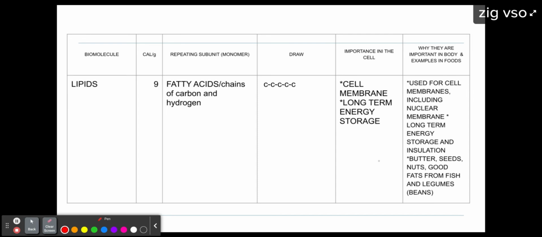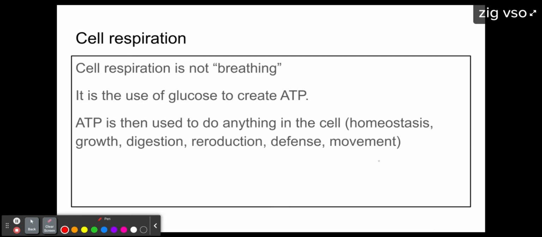And our final biomolecule is lipids. This has 9 calories per gram. It's made out of chains of carbon and hydrogen. And it's important because it makes up the cell membrane, and also long-term energy storage. So they're important in the body because they're used for cell membranes, again, long-term energy storage and insulation. They're found in butter, nuts, fish, some legumes.